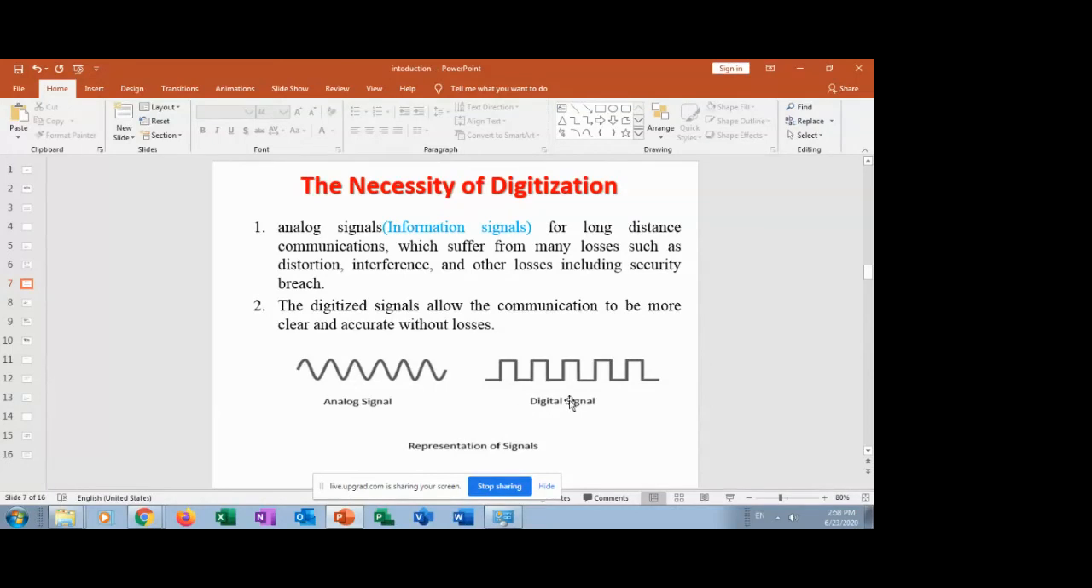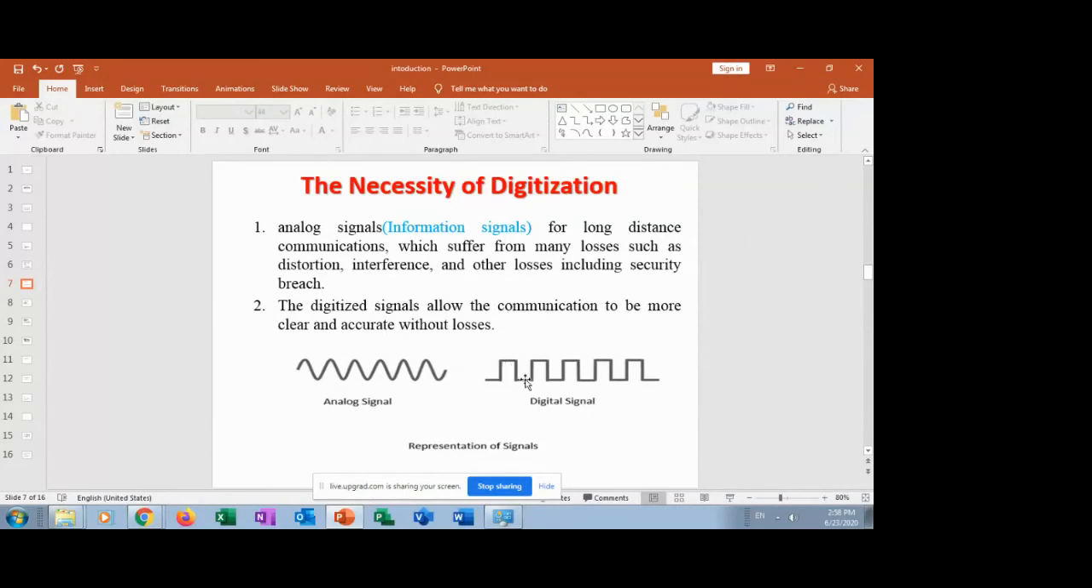But not in digital communication, because in digital communication we just have to detect what the voltage level is for bit 1 and bit 0. Even if there is some distortion at this level or at this level, in that case also we just have to know that if such a part is there, it's bit 1, and if such a part is there, it's bit 0.